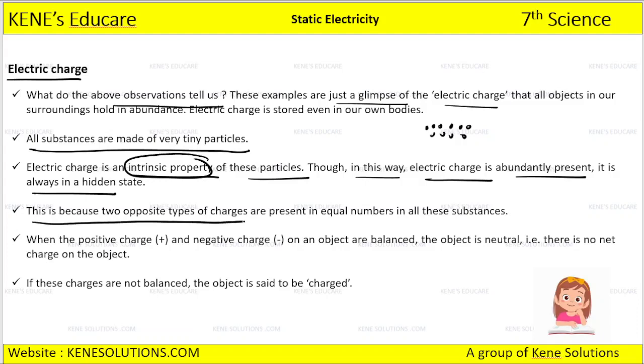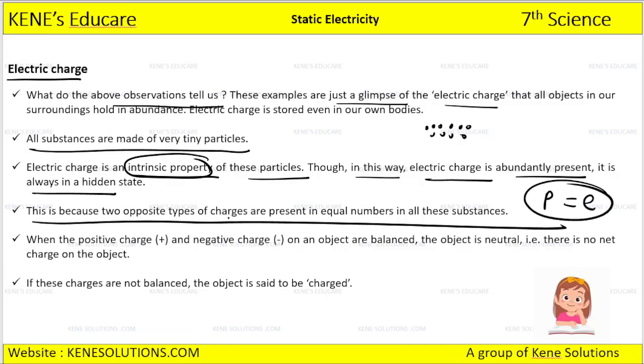And this is because two opposite types of charge are present in equal number in all substances. Meaning there are as many positive charges as negative charges. And when the positive charge and the negative charge on an object are balanced, the object is said to be neutral. When positive and negative charge are equal, we say the object is neutral.